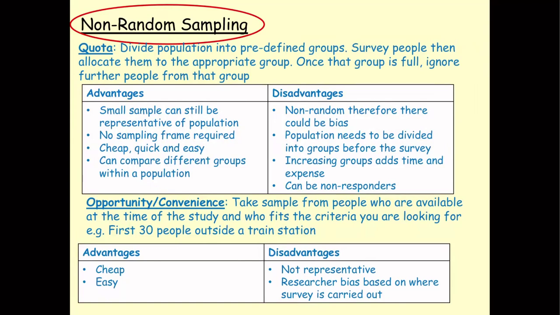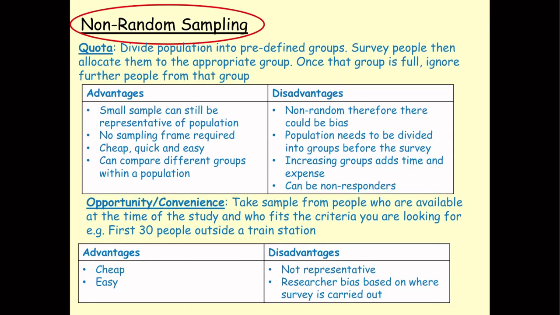We are literally just walking around asking people questions. It's cheap, quick and easy, and we can compare different groups within a population because we've split them into their different demographics. The disadvantages are that it is non-random, so there could be bias. A person is walking around and choosing who to speak to. The population needs to be divided into groups before the survey is carried out, so there is a bit of prep work in advance of carrying out this survey.